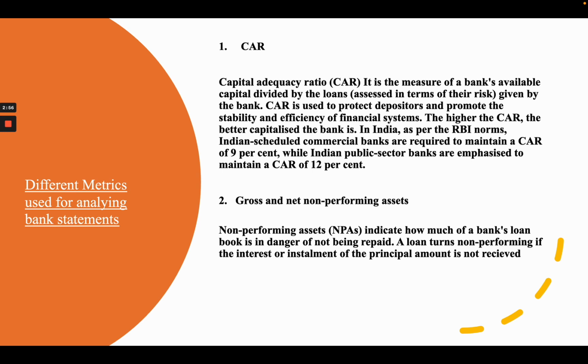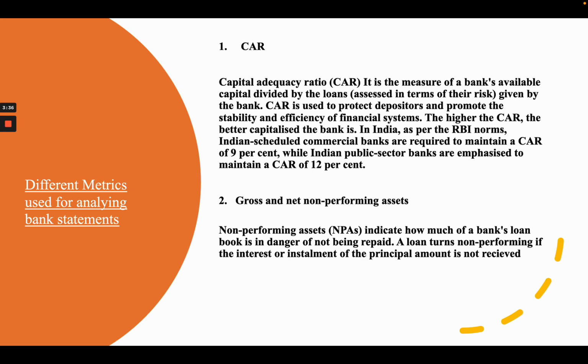So the first is CAR, that is capital adequacy ratio. It is the measure of a bank's available capital divided by the loan assets, assessed in terms of their risk, given by the bank. CAR is used to protect depositors and promote the stability and efficiency of the financial system. It also helps measure the financial strength, or the ability of the financial institution to meet its obligations by using its assets and capital. The higher the CAR, the better the bank is capitalized.